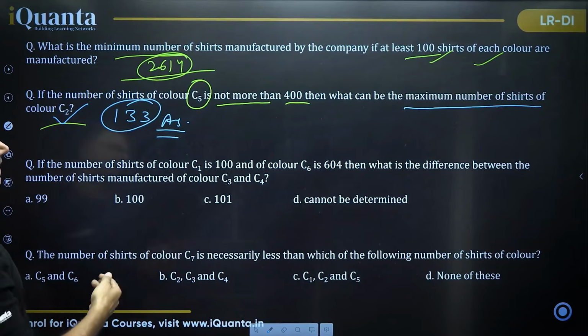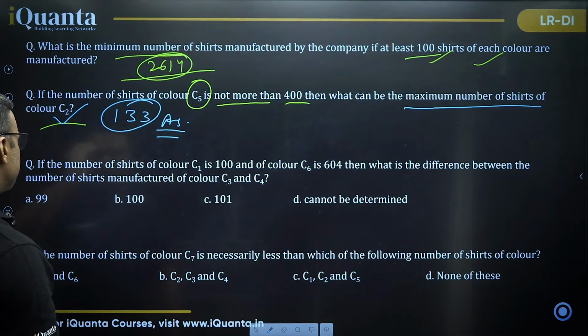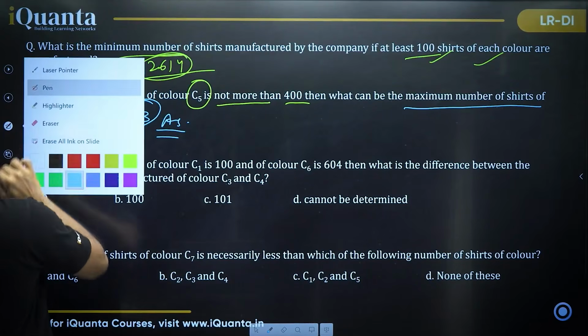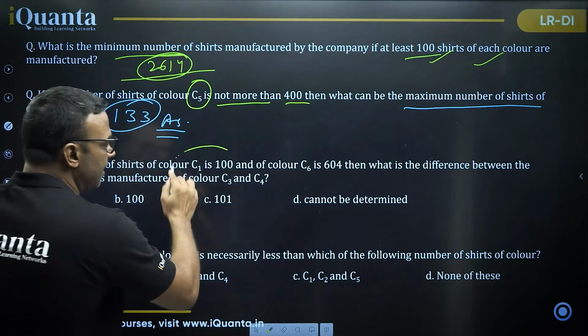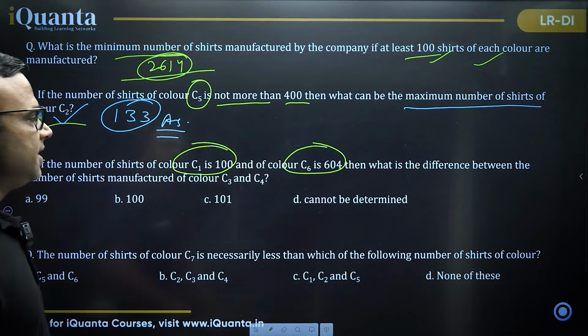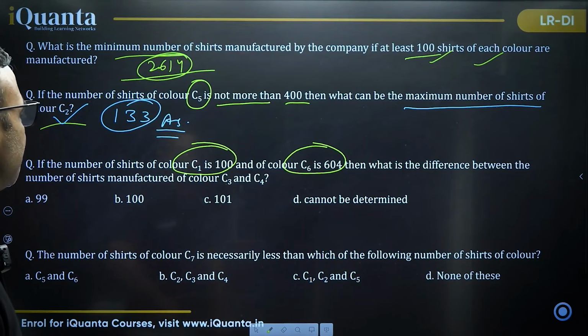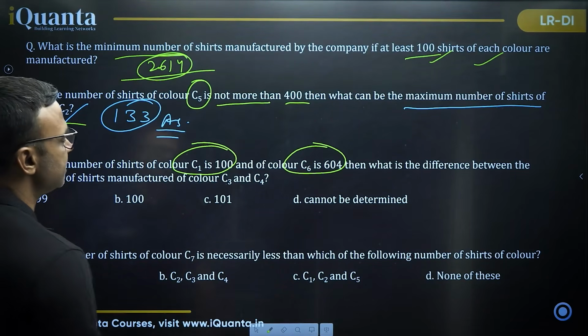So basically the same information is just getting used again and again. Now comes the most interesting question, this one, the third one. The number of shirts of color C1 is 100 and C6 is 604. Then what is the difference between the number of shirts manufactured of color C3 and C4? So C1 is 100 and C6 is 604.